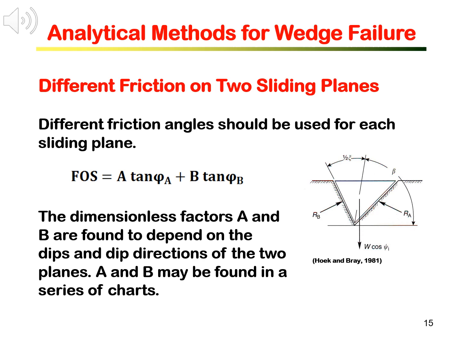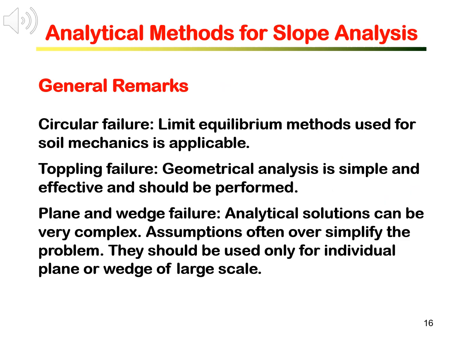The dimensionless factors A and B are found to be depending on the dip angle and the dip directions of the two planes. A and B may be found in a series of charts. Those charts are available in the rock slope engineering book by Wiley. Okay, we have gone through analytical solutions for general or circular failure, for toppling, for plane and the wedge sliding.